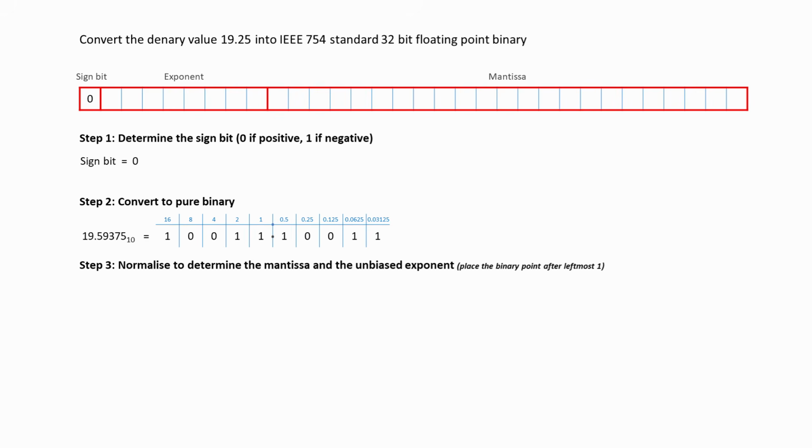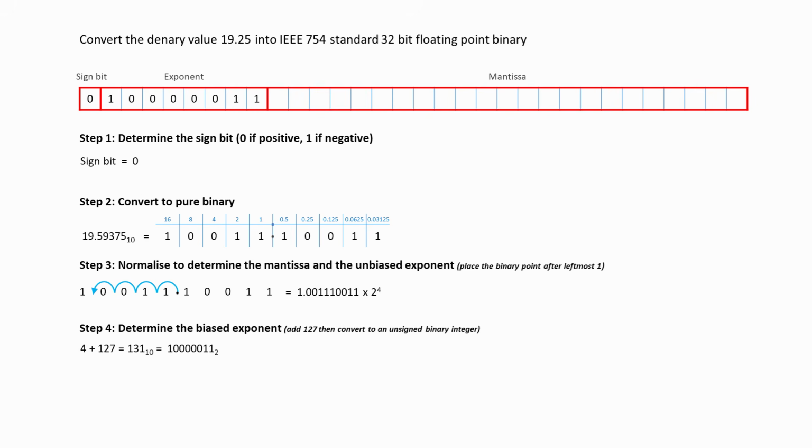Now you need to normalize the pure binary representation. The binary point is moved so that only one non-zero bit remains to the left of it. In this case, the point is repositioned 4 places to the left. To get the point back to where it was, you would have to float it 4 places to the right. So now you have the value of the exponent, namely 4. The normalized binary value is therefore 1.00111111 times 2 to the power of 4.